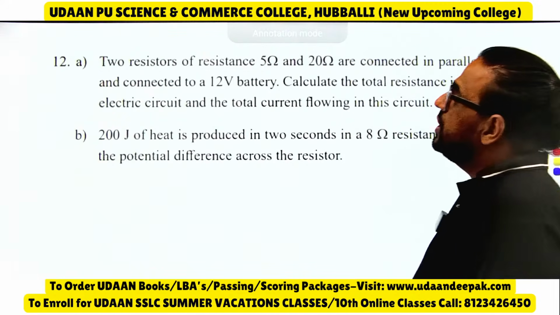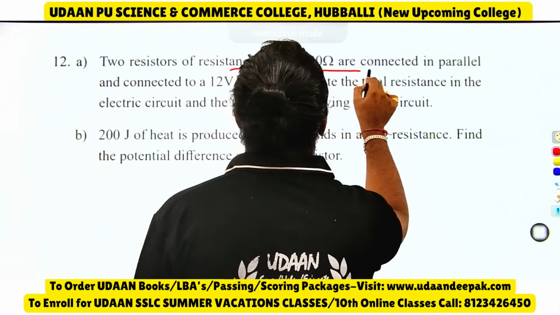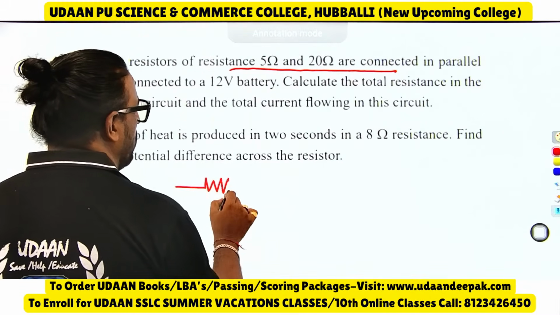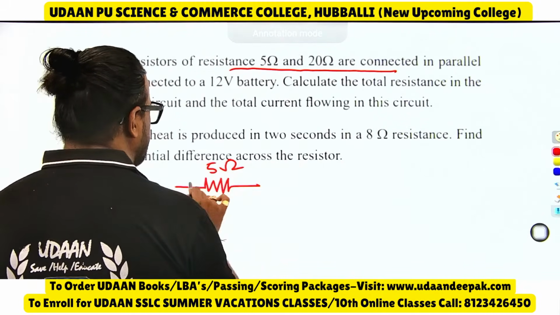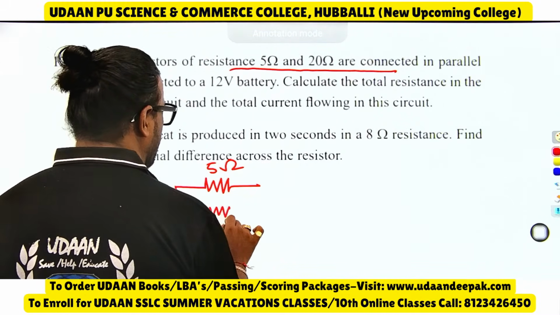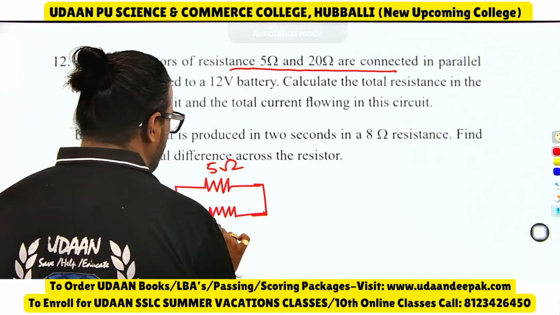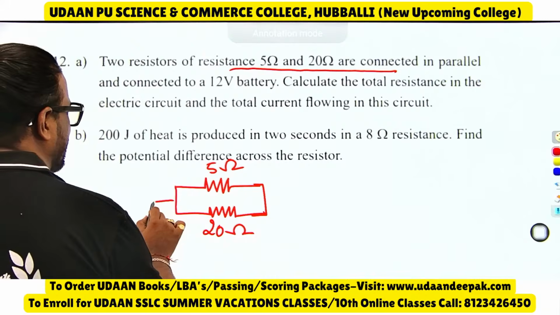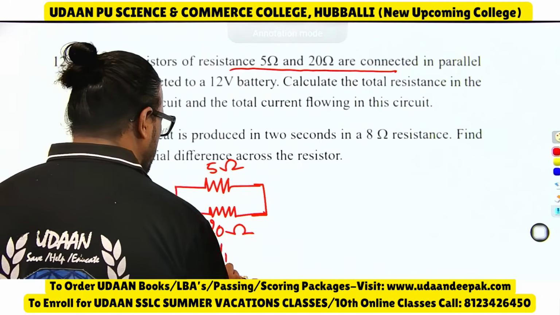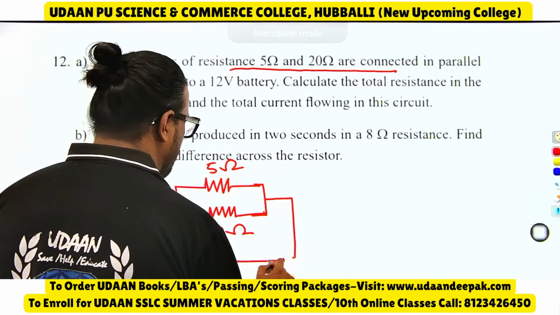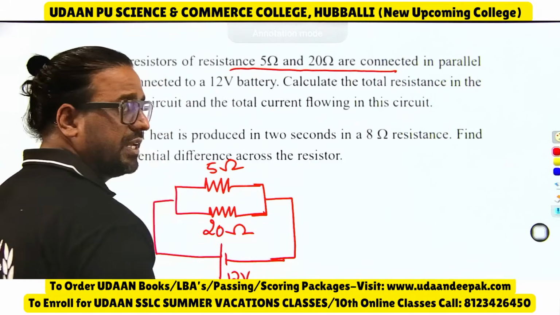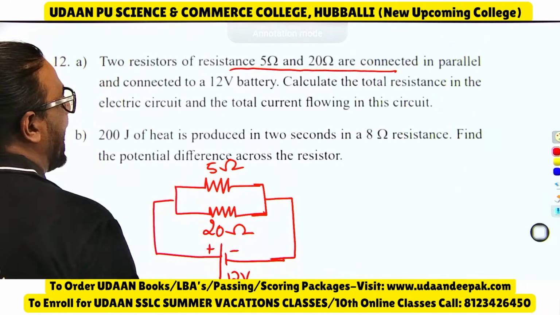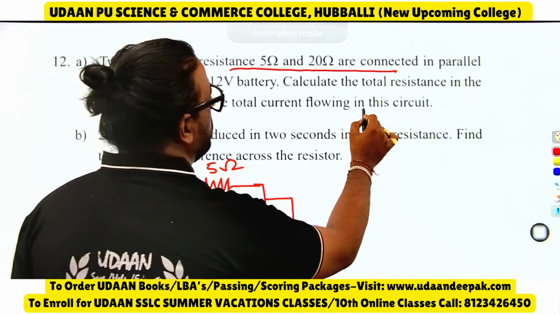Now, two resistors of resistance 5 ohm and 20 ohm are connected in parallel. This 5 ohm and 20 ohm are connected in parallel and it is connected to a 12 volt battery. Calculate the total resistance. So our total resistance is what?